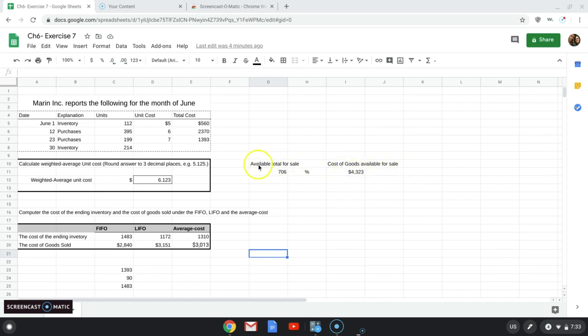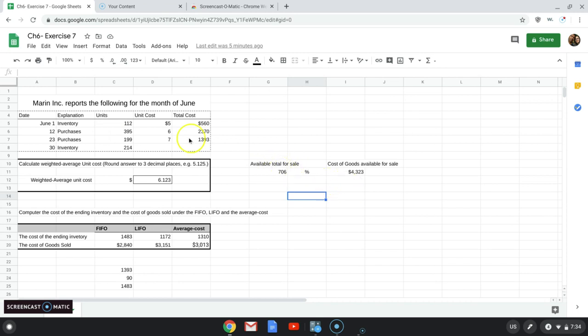Okay, so how do we get the available total for sale? Basically, in this report, we are only going to be summing up the first three: the initial inventory when starting the month, the purchase made on the 12th, and a second purchase made on the 23rd. So we're going to be adding these three numbers to get the available total for sale.